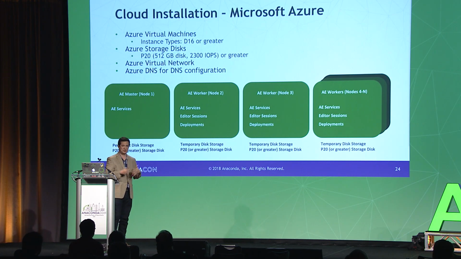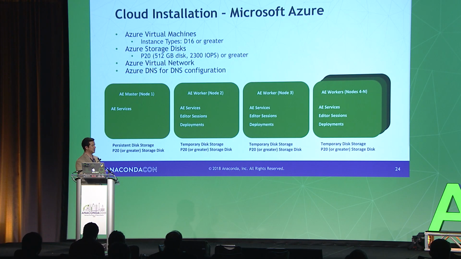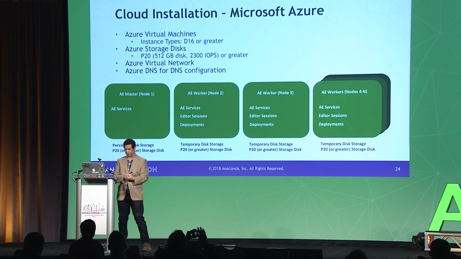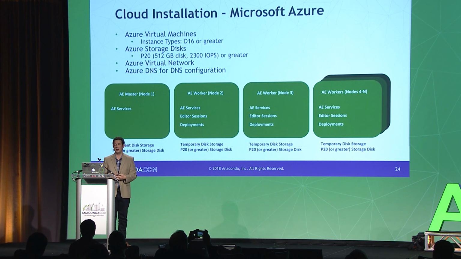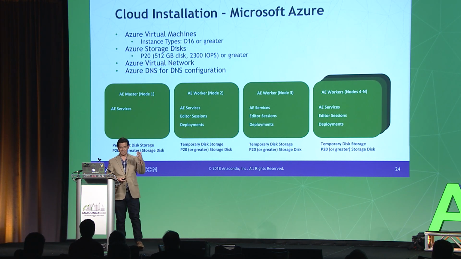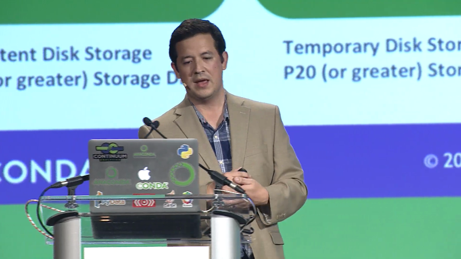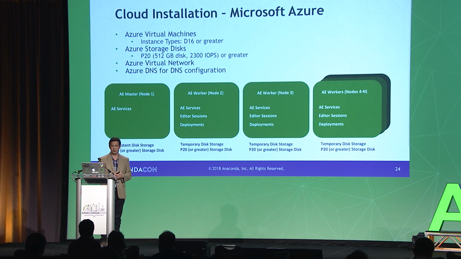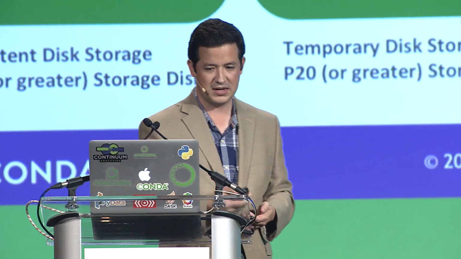For Microsoft Azure, same story, no big changes. In this case, you'll be using D16 or greater instances. We're partnered with Microsoft and many customers are running in production on Azure. You're going to want to use a P20 storage disk, which gives you the right amount of IOPS for Anaconda Enterprise to make sure it's responsive and performant. You can use things like Azure Virtual Network to define what Anaconda Enterprise can reach out to, in terms of what communication happens inside of the cluster and what communication happens external to that in terms of usage and consumption. And things like Azure DNS make it very easy to spin up wildcard records and get things configured for end-to-end TLS and wildcard DNS and certificates.